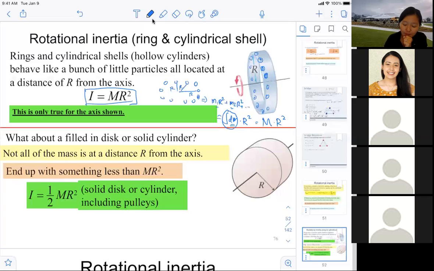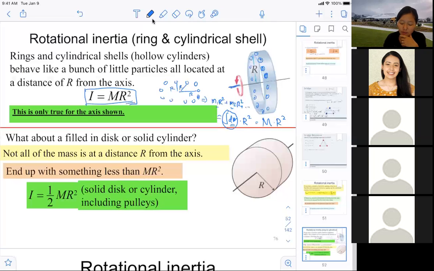Of course, the equation we're giving you is the equation for the center axis. That's when you're rotating the ring relative to the center. If you're rotating the ring relative to a different axis, like rotating like this, or rotating relative to its end, this formula will change, and we'll get to that later. But this is what you do if your axis is here in the middle.